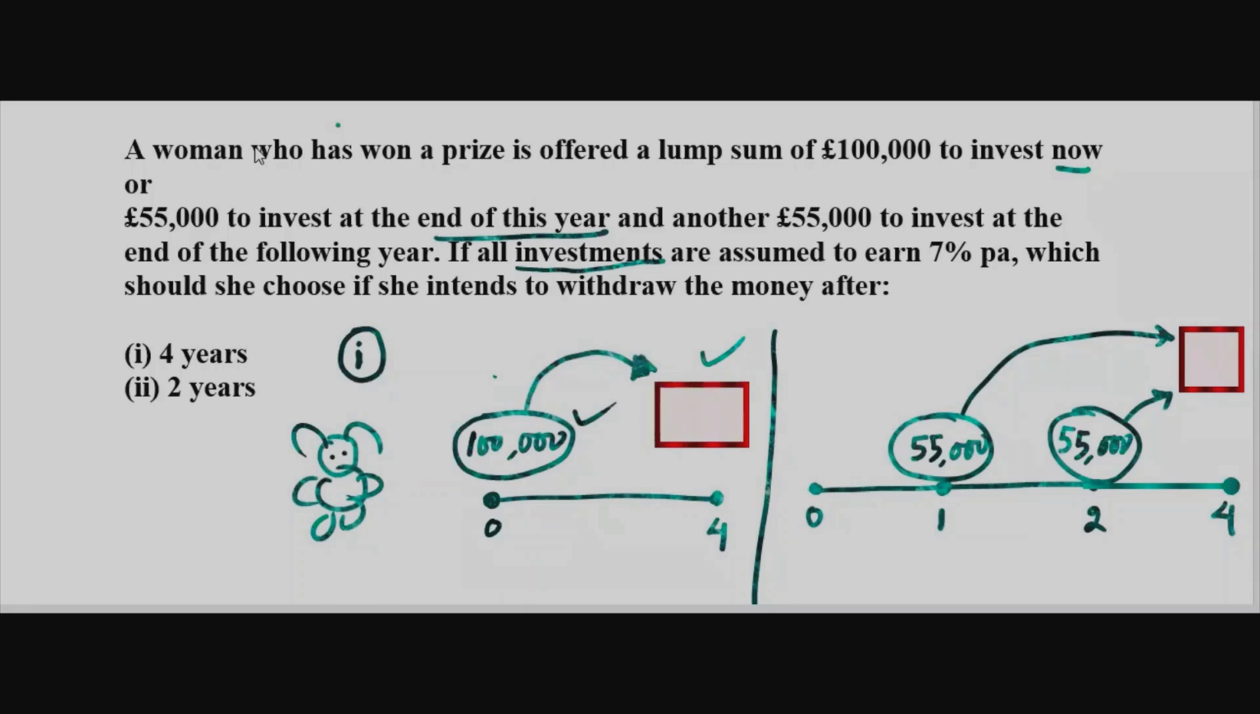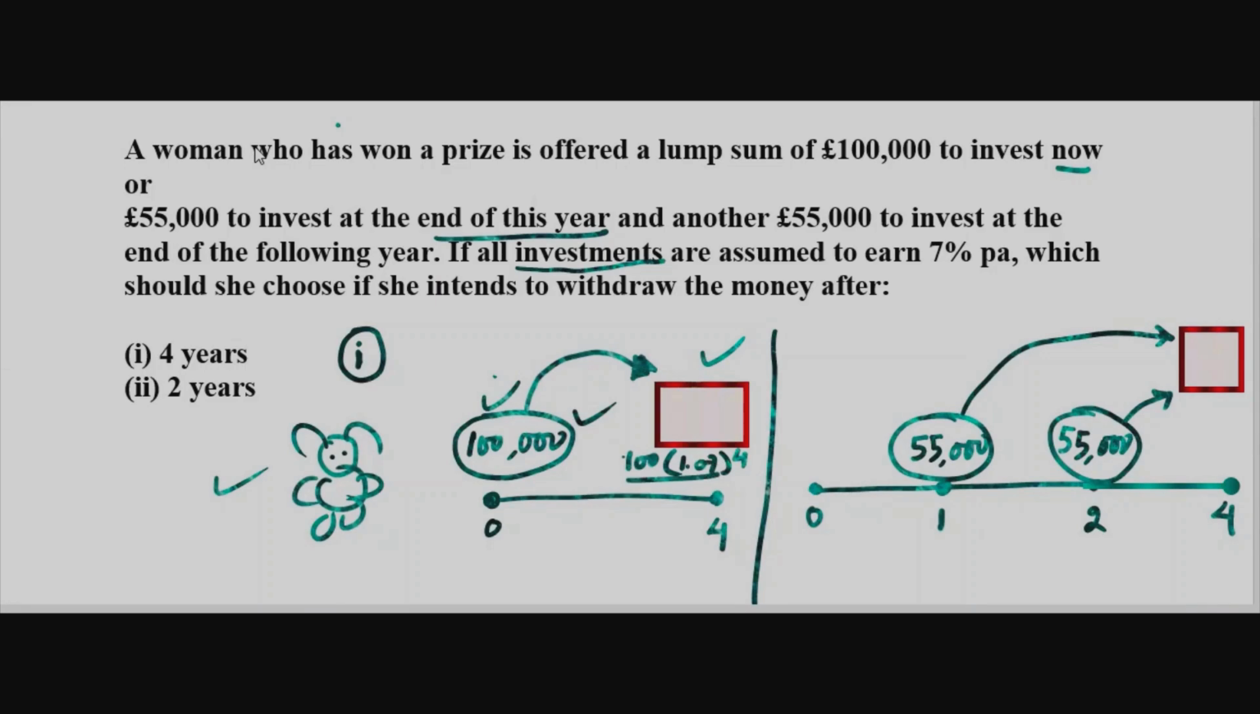Immediately she will get 100,000. She can receive this money, and she can invest it for 4 years. After 4 years, this money will grow to, in thousands, I'm not writing the 3 zeros, 100, and the interest rate is 7%, so 1.07 power 4. That's all. You use a calculator and you find this value.